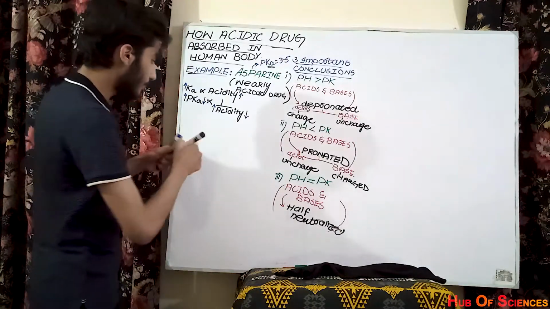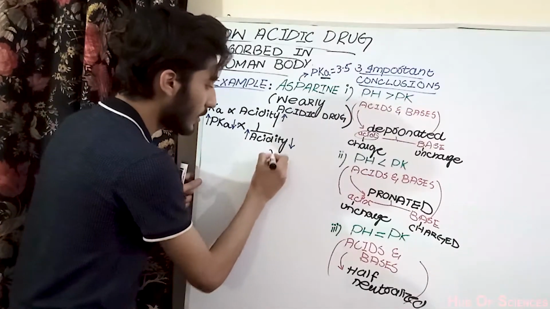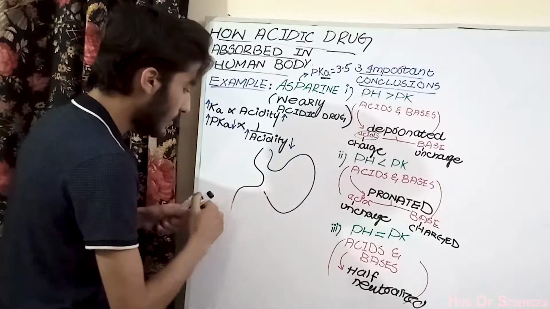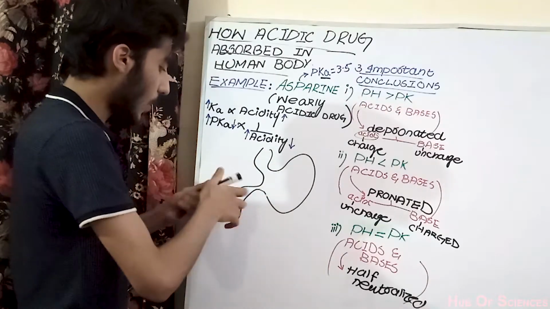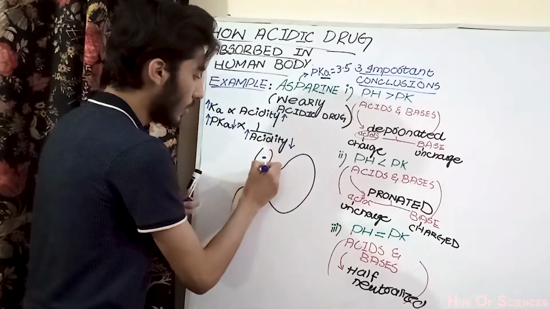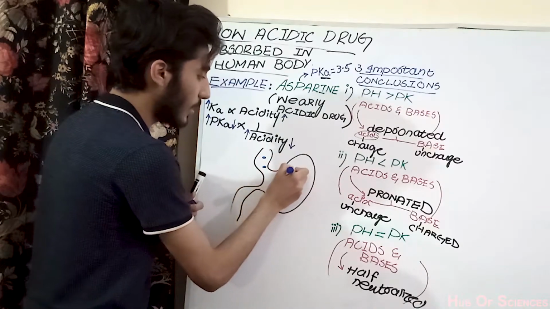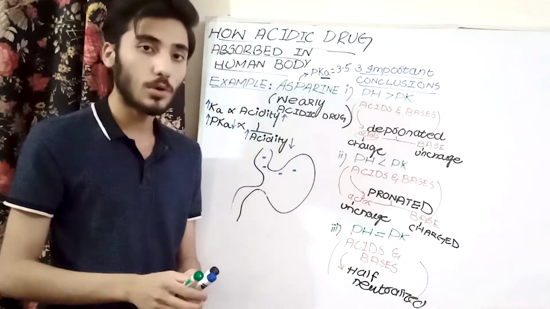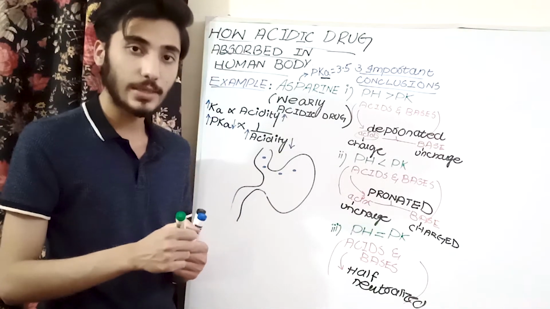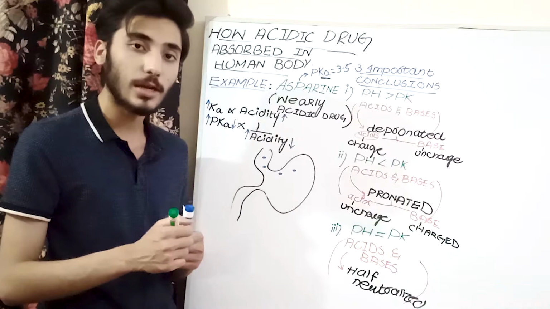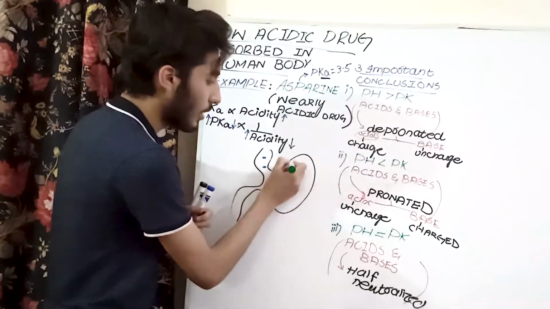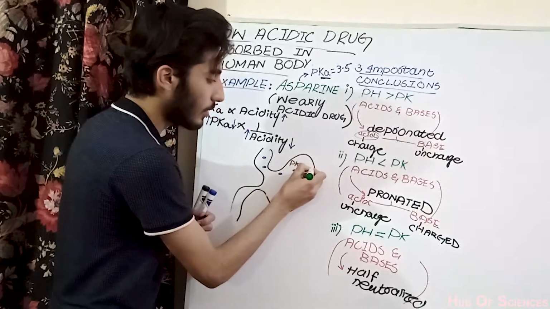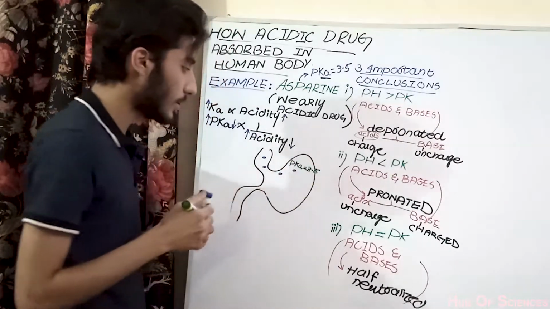So consider this is the stomach, and a person swallows this drug, and I am saying this is the aspirin. We should know that aspirin is a weakly acidic drug. And why is it a weakly acidic drug? Because its pKa is equal to 3.5. That's why aspirin is a weakly acidic drug.